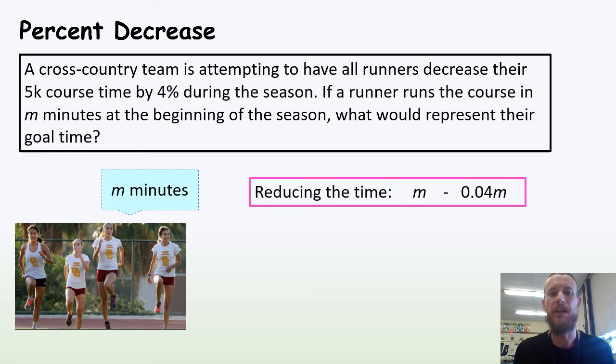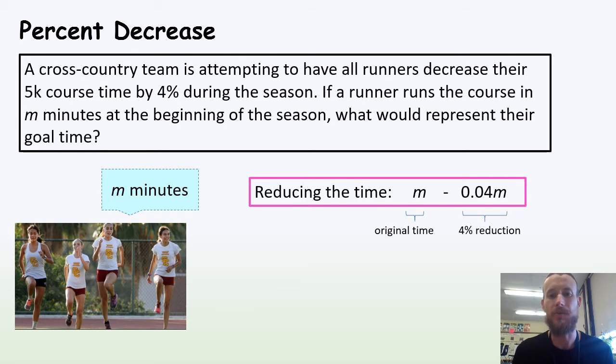Well, the first way that we can write the expression is by starting out with their original time. Their original time is m minutes. Now they're trying to reduce that or decrease that by 4%. So we would subtract 0.04 m. That's 4% as a decimal, 4% of their time.